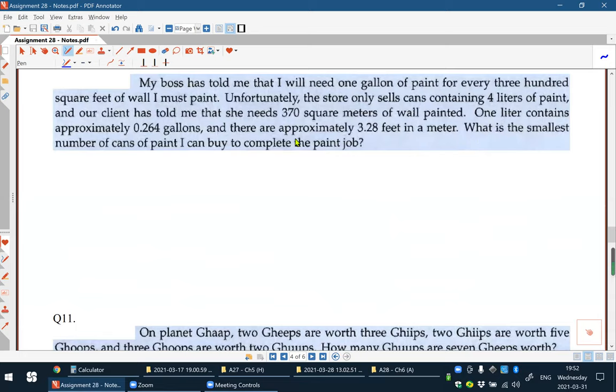Okay, again, this is a very practical problem. Asks us to calculate the number of cans we need, right? So how do we do this? What is the task here? Task here is to paint the 370 square meters of wall, right? Larger area of the wall, the more paint we need, right?